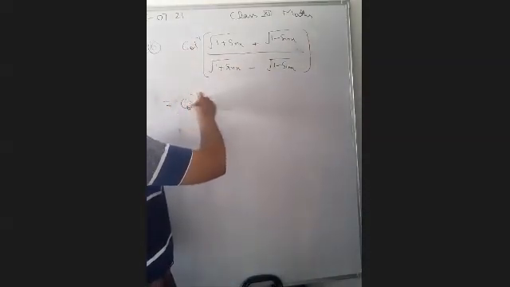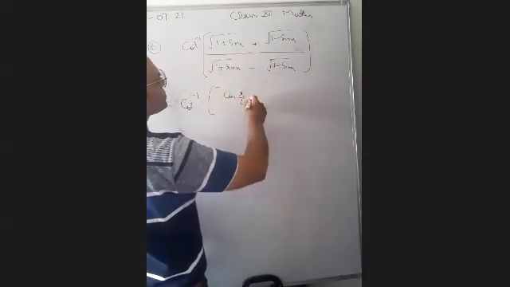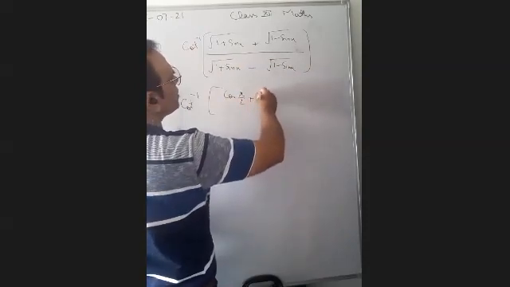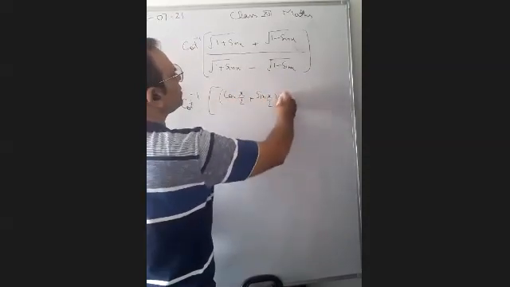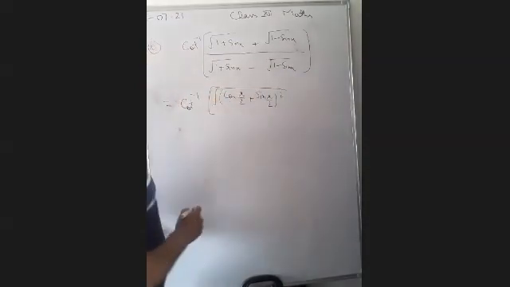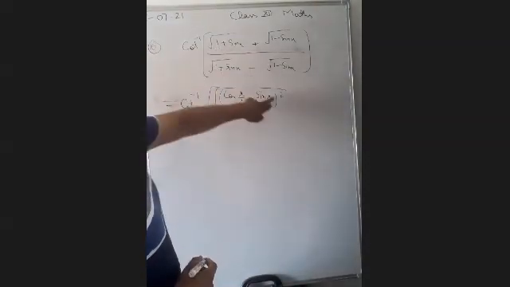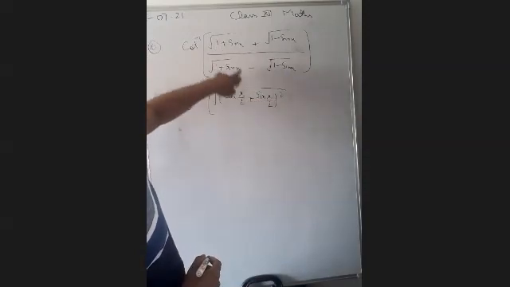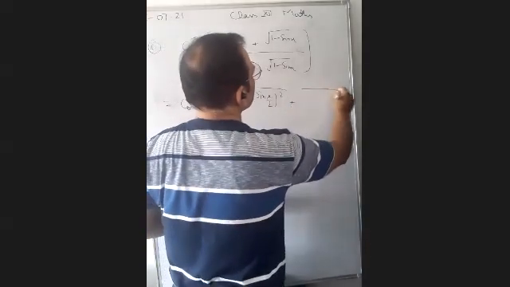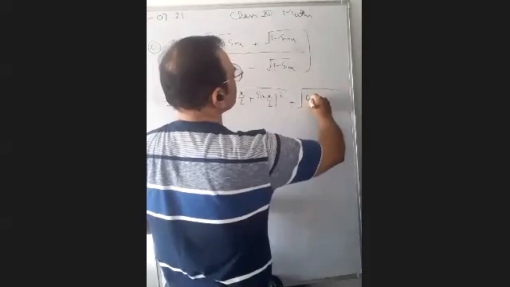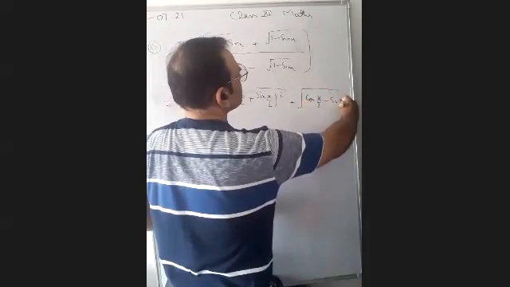We have converted into this relation, cos x by 2 plus sin x by 2 whole square. Why we have done? If you open this one, what will we get? cos square x by 2 plus sin square x by 2, that will be equal to 1. If you multiply 2 sin x by 2 cos x by 2, that will be equal to sin x. In the same way, we are doing here, which will be equal to cos x by 2 minus sin x by 2 whole square.